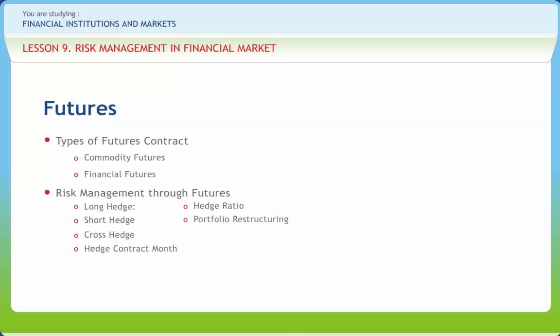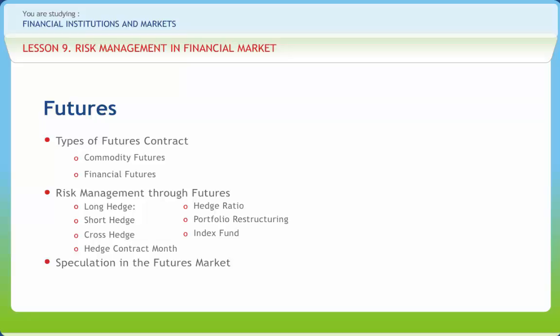Portfolio restructuring is an act of increasing or decreasing the equity exposure of a portfolio quickly with the help of index futures. Index funds are the funds which imitate or replicate index with an objective to generate the return equivalent to the index. Next is speculation in the futures market.